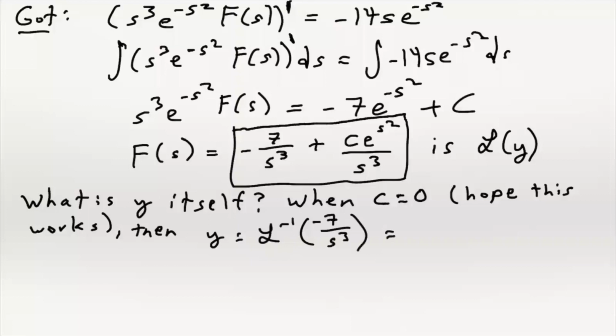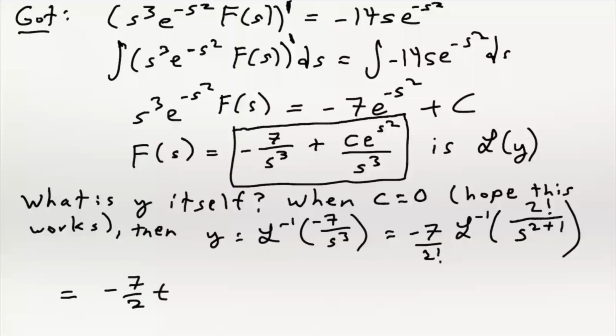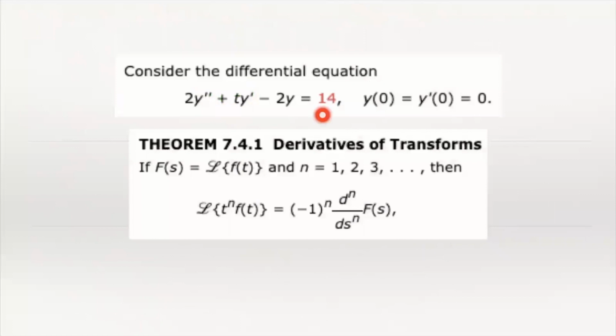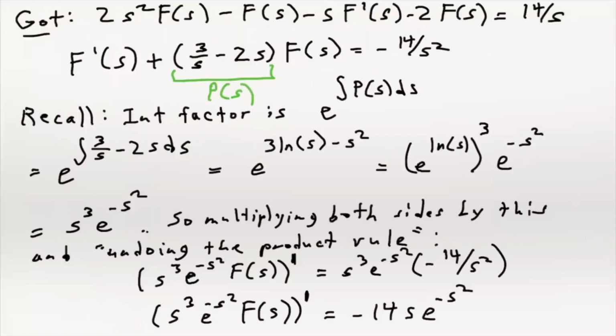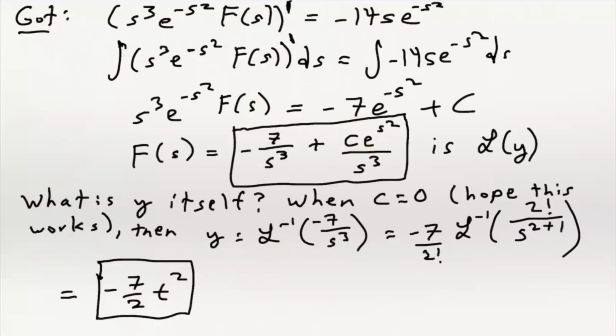And now this is a standard problem where we'll make this look like one of our known transforms by writing that 3 up there is 2 plus 1. We want a 2 factorial up there. We'll divide by 2 factorial. So we rewrite it in that way. And we have negative 7 over 2 times t squared. And you can verify that this satisfies the differential equation and the initial conditions. So our hoping that letting c be 0 would work availed itself, and it does. So that's the solution to that problem and how to do it.